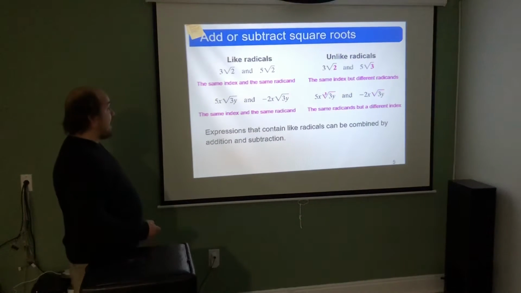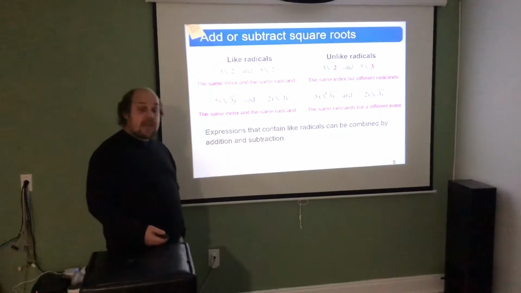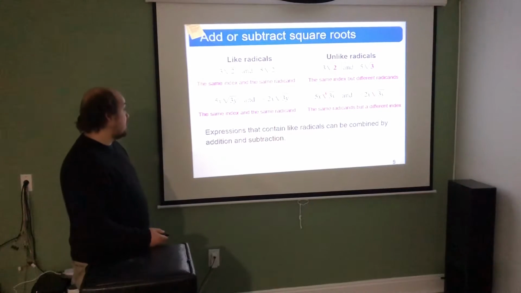So like radicals would be something like 3 root 2 and 5 root 2. They both have the same type of root, a square root. They both have the same number underneath, a 2. Over here are unlike radicals, square root of 2 and square root of 3. In this case, the 2 and the 3 are not the same, so they cannot be combined as like terms.